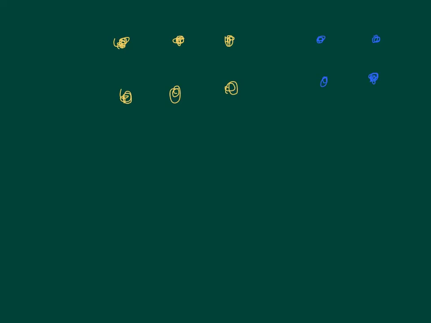Here's another situation. We've got 6 yellow dots and 4 blue dots. So the ratio for these would be 6 to 4.